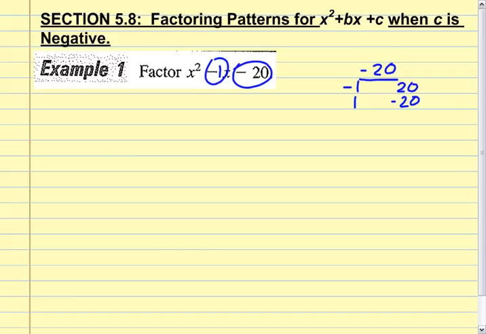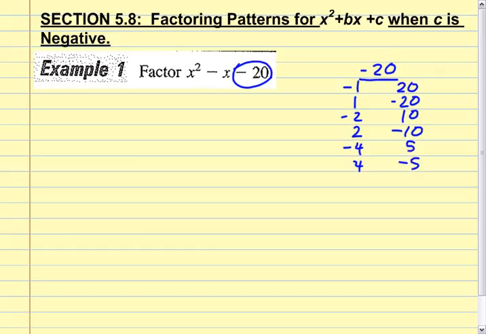I'm going to add them to see what gives me negative 1. That's what's in front of the x, right? A negative 1. So I'm trying to get negative 1. Well, let's see. So I can get negative 2 and 10. I can get 2 and negative 10. I can get negative 4 and 5. And 4 and negative 5.